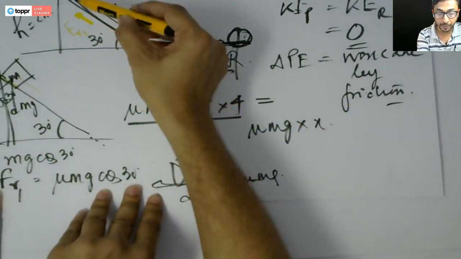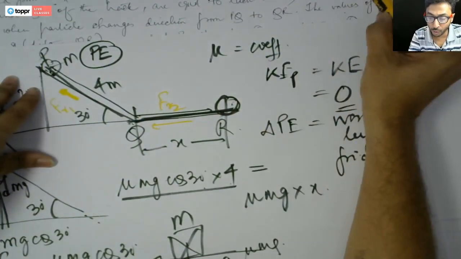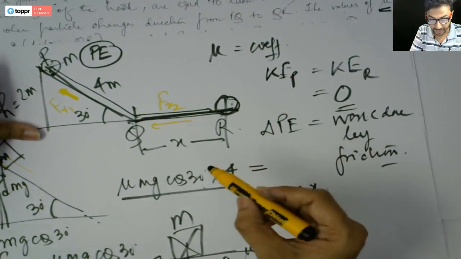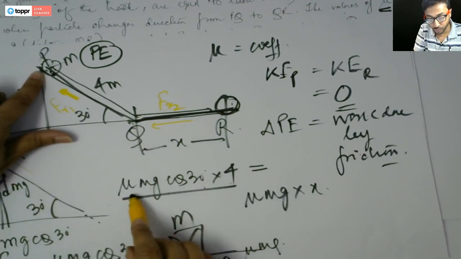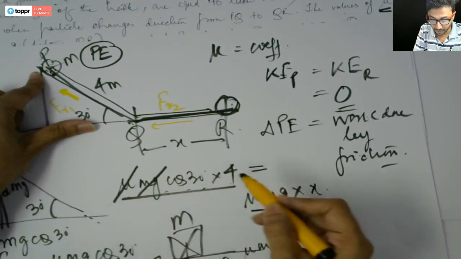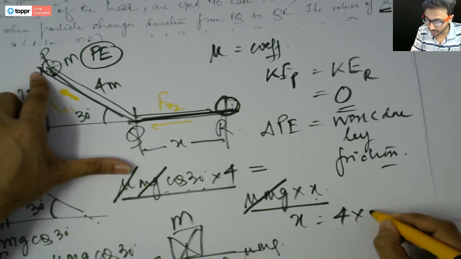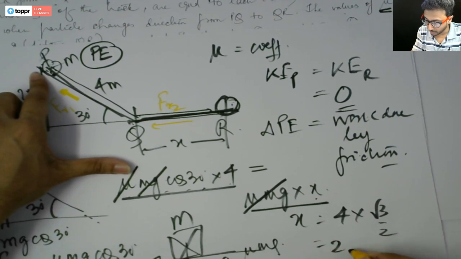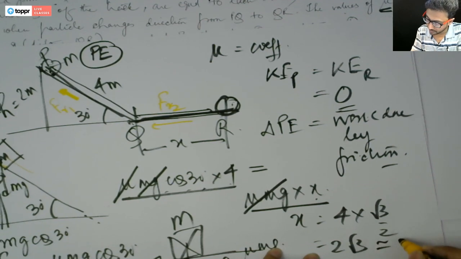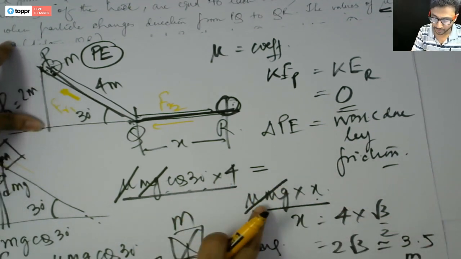So now you see, it is given that the energy lost by the ball over the paths PQ and QR of the track are equal to each other. It means definitely the energy lost at PQ, mu mg cos 30 into 4, must be equal to mu mg into x. So here the mu mg part cancels out. So x will become 4 cos 30, equal to root 3 by 2, that is 2 root 3. If you calculate 2 root 3, 2 into 1.7, it will nearly come to 3.5 meter.